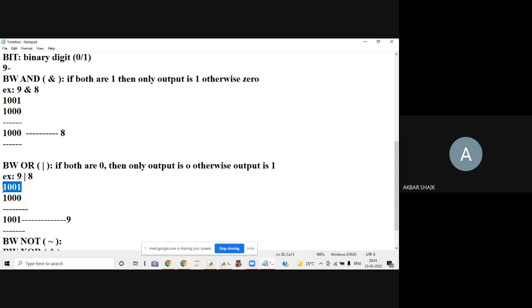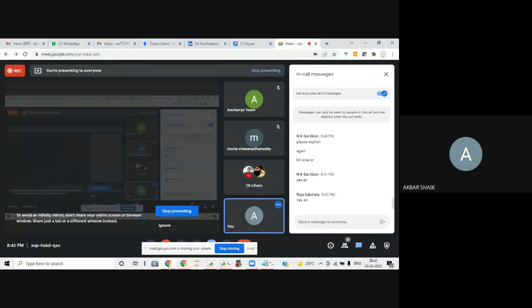Same thing we are doing here. If you observe, in the first column, here 1, here 1, so that's why I wrote 1. Here 1, here 0, so that's why I wrote 1. Here both are zeros, meaning both are false. Here also both are zeros, both are false. So that's why here the value is 0. Any doubts? Sai Kiran, understood?